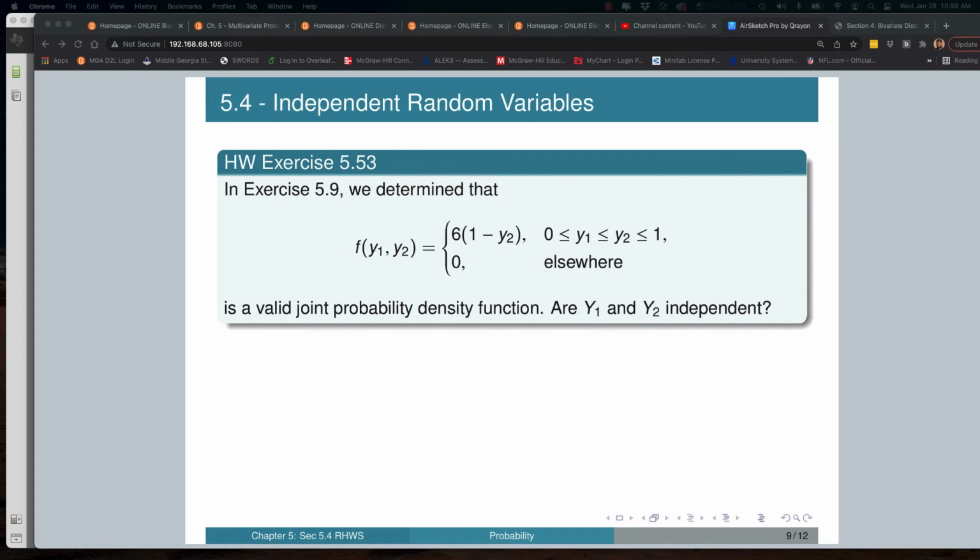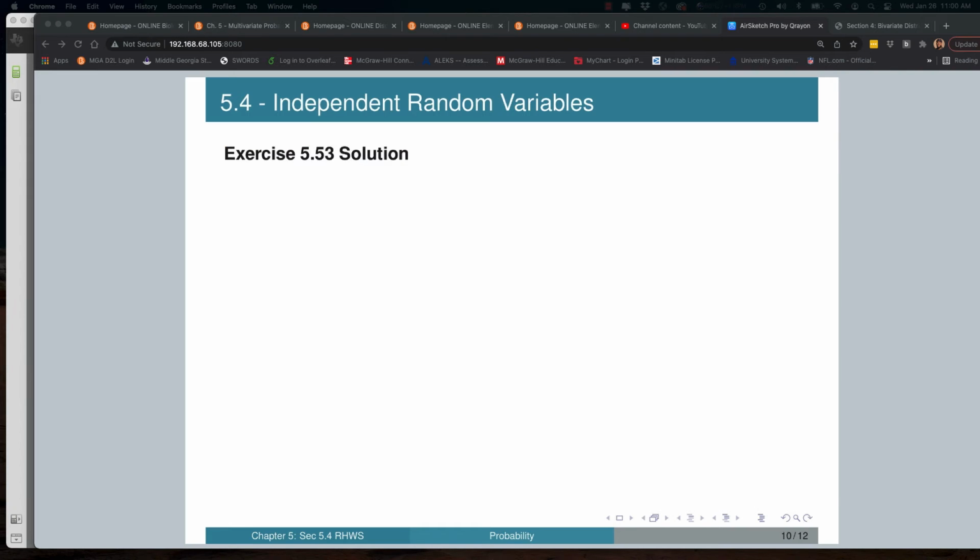Okay, so the next one is exercise 5.53. This also should look like a kind of familiar function we've seen before. This is the one where we had to find k in exercise 5.9 to satisfy this PDF, essentially. And so we're again trying to showcase whether these are independent. I'm not going to try to do these on the same slide. Feel free to do so if you want. I just don't want to draw that small. So I'm going to go to the next slide to do my solutions.